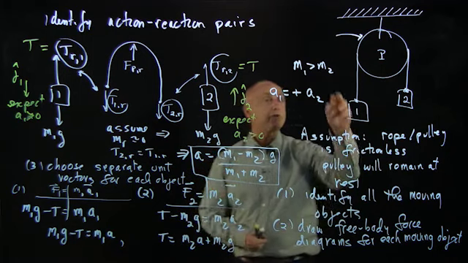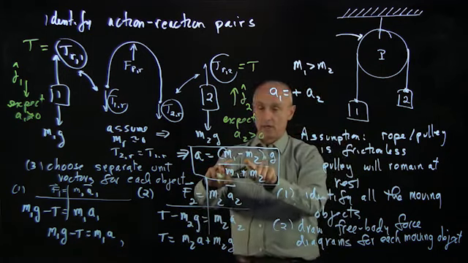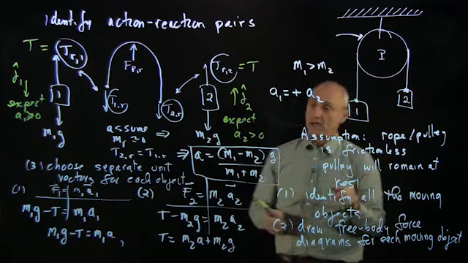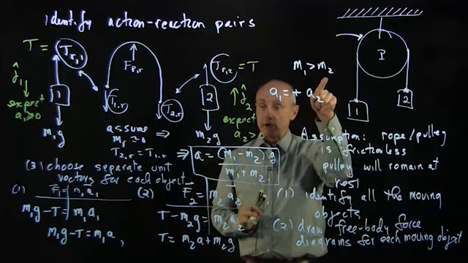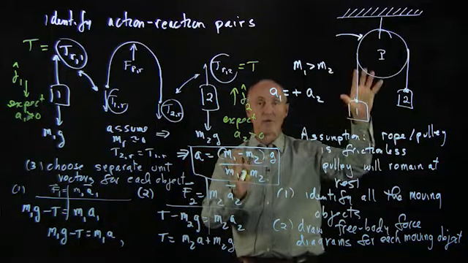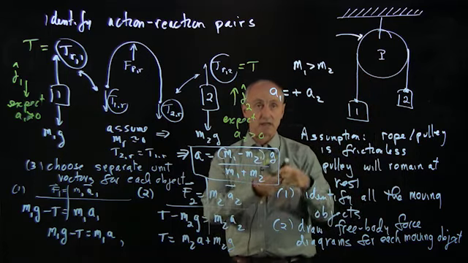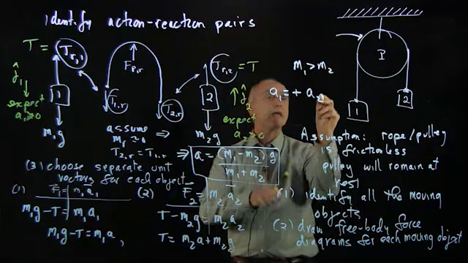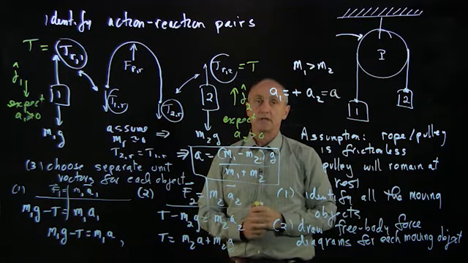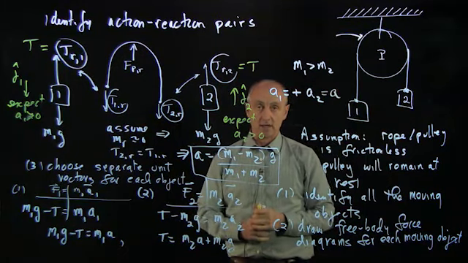Second check, what if m1 is equal to m2? Then the acceleration is 0. I expect them to be balanced. I've said that m1 is greater than m2, positive sign. My a is positive. That's how I set up my coordinate system, so I expect that too. And so I'm pretty confident that my result is correct.